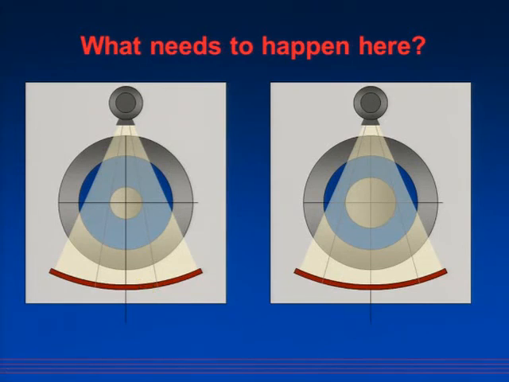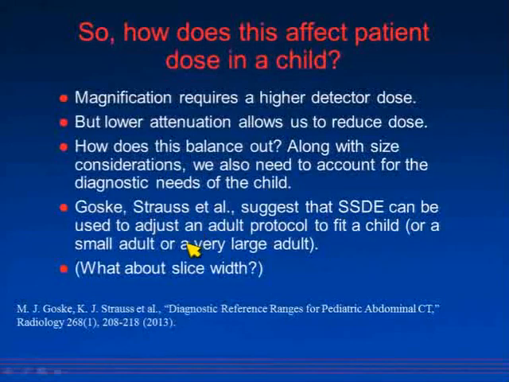People sometimes wonder why is my noise index screwing me up? I need a lower noise index in a child, and people feel, well, then you're overdosing the child. But we've got the benefit of having far less attenuation for the child than the adult. So that doesn't mean the dose to the child is more than the adult. It means the dose to the detector is higher than it is for the adult. And how does this affect patient dose in a child? It kind of balances out.